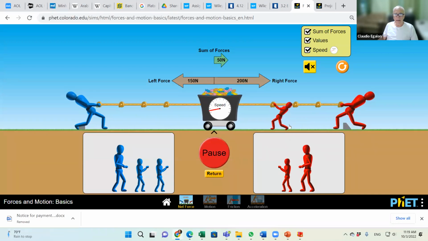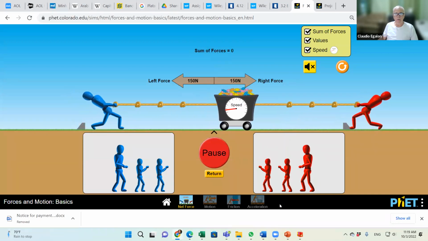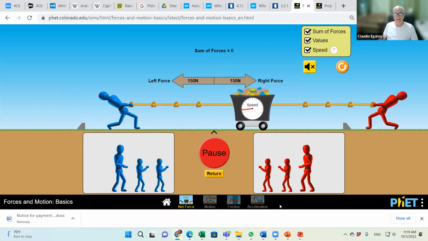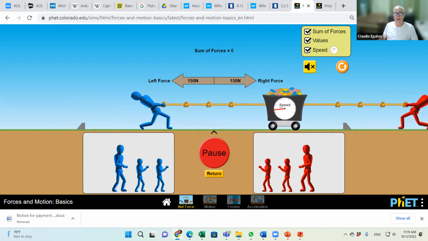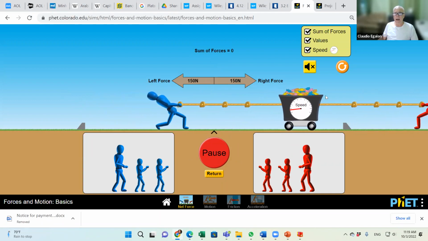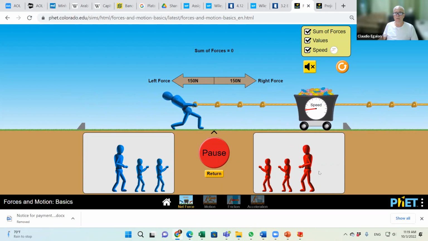The cart is going to accelerate a little bit, and now you will stop accelerating. The speed is going to be the same. That's net force equal to 0. Velocity is constant. The object will continue to move at constant velocity.